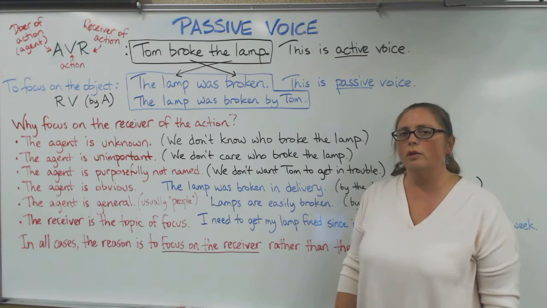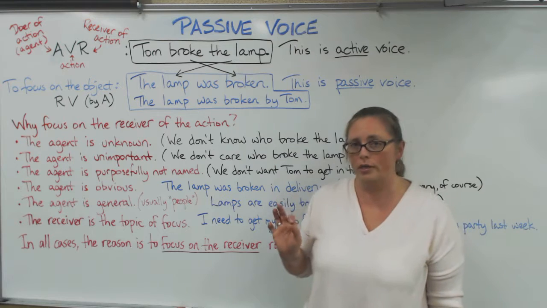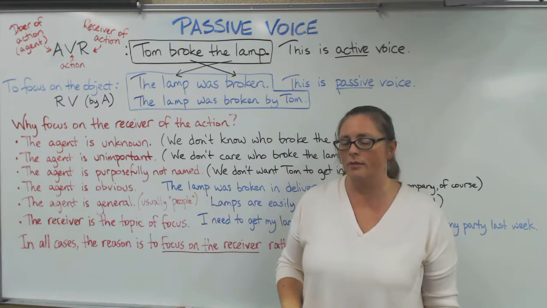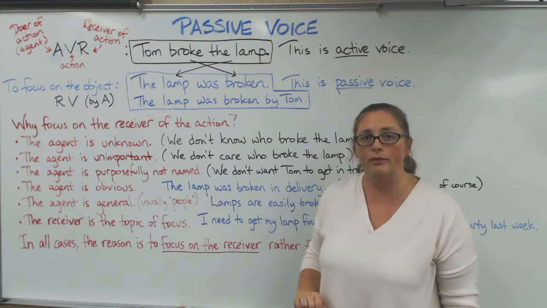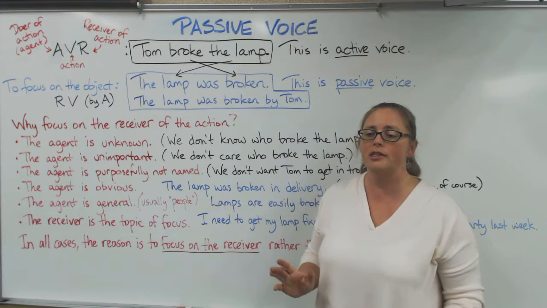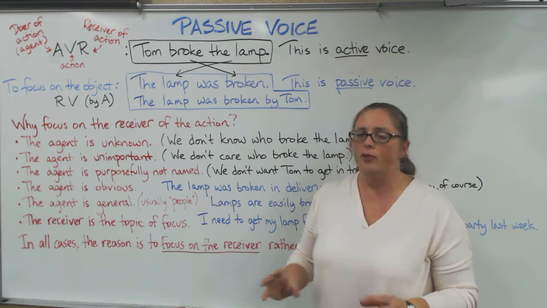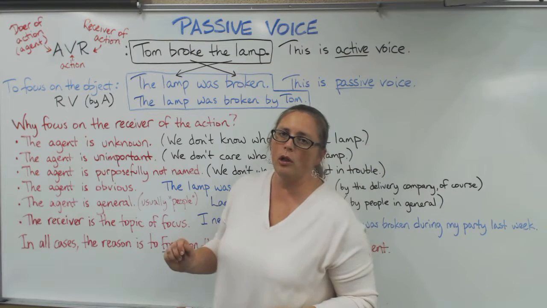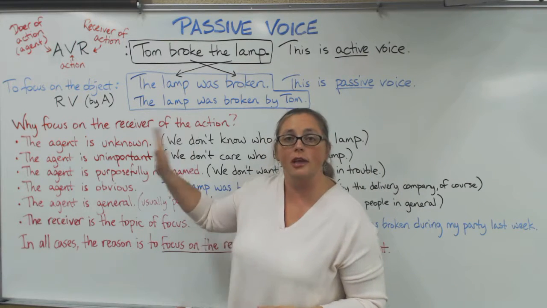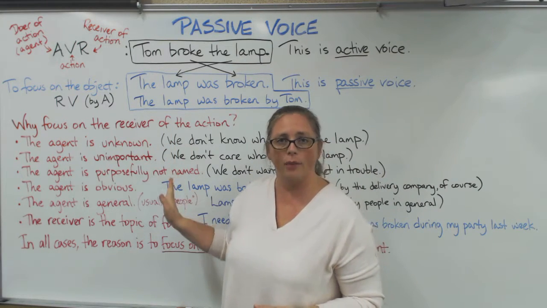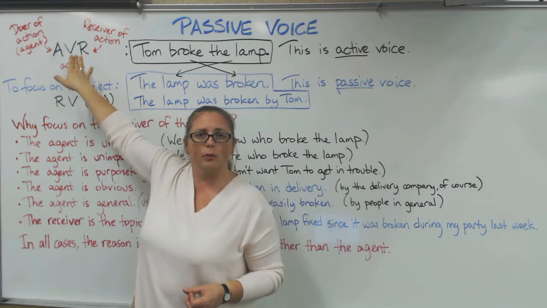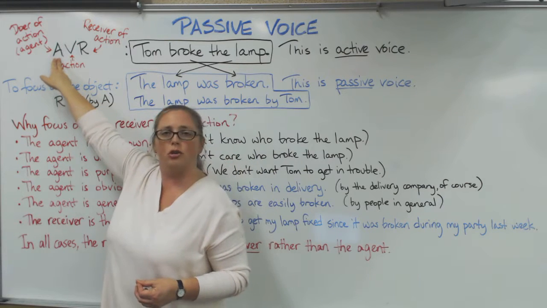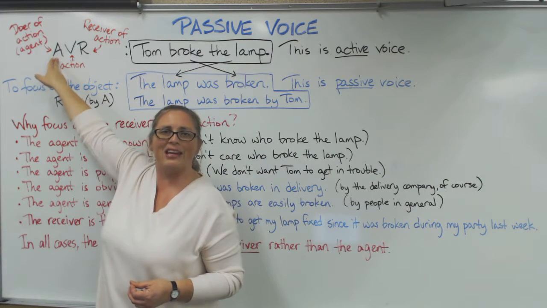In this video, we're going to talk about the passive voice in English and how it's different from the active voice. So first we need to know what the active voice is. The active voice is the normal voice of a sentence in English. The typical order in English is subject, verb, and object. And I've written it a little bit differently up here to show you that the subject is usually the agent.